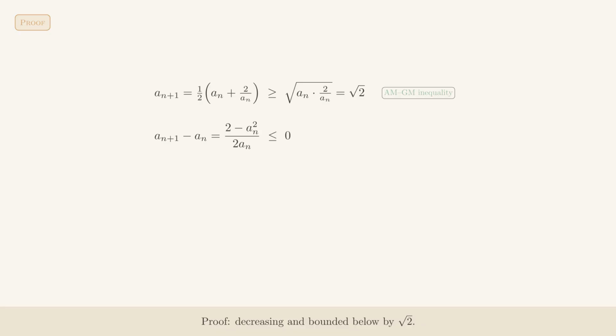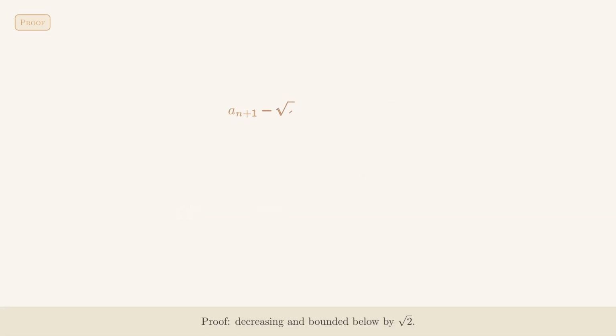The sequence decreases, yet is held above by the square root of 2. The monotone convergence theorem guarantees that the sequence converges. Letting n grow inside the recursion, the limit equals 1/2 of itself plus 2 over itself. That forces its square to be 2, so the limit is the square root of 2.